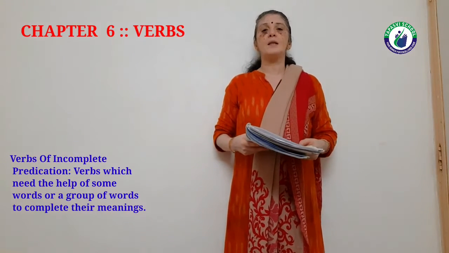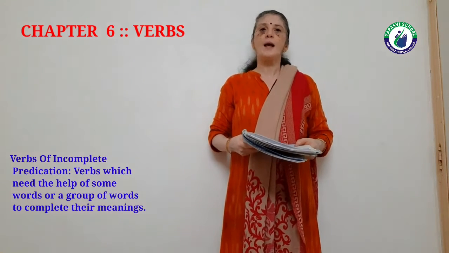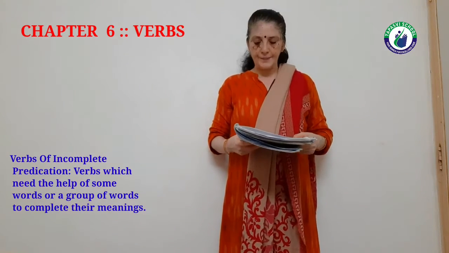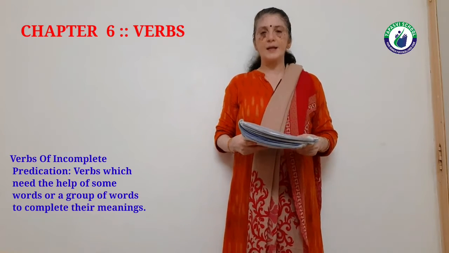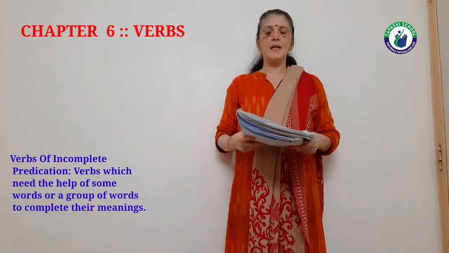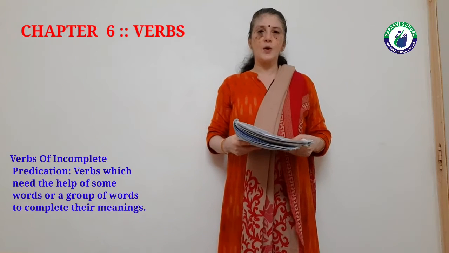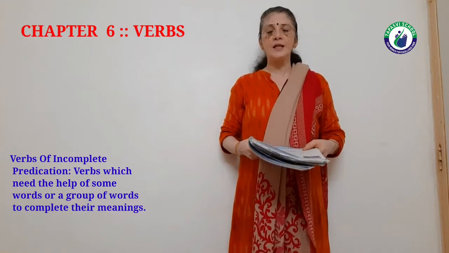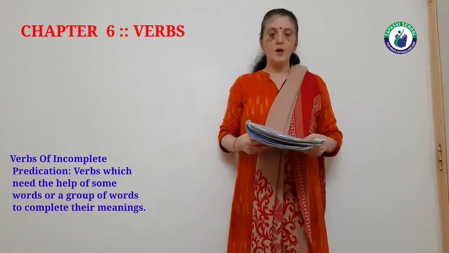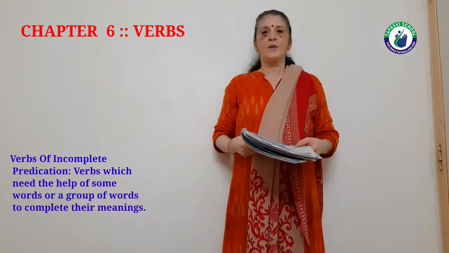For example, the sun shone. Here shone is a verb. The sun shone brightly. The day was windy, right? So the words brightly and windy are required to complete the meaning of the verbs shone and was. Such a word or group of words is called the complement of the verb.